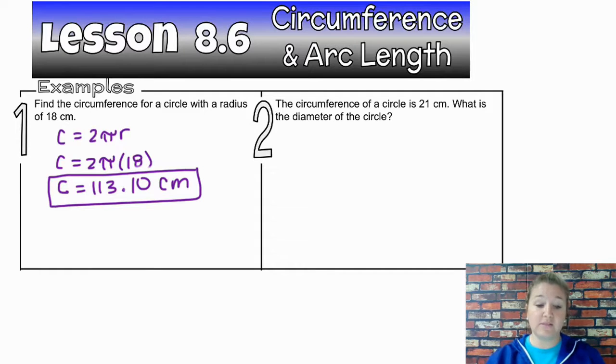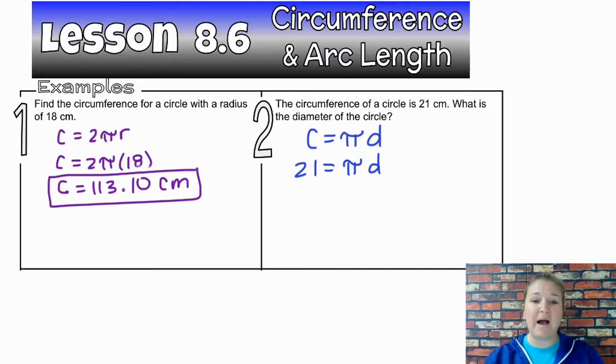All right, now on the second example, it gives us the circumference this time, and we're trying to find the diameter. So on this one, I'm going to use pi times diameter. I'm not going to use the radius formula and then multiply by 2 at the end when I have a formula that has the diameter in it. So the circumference, 21, is equal to pi times the diameter, which we don't know. Remember that pi is a number. I know we don't normally write it that way, but it's still a number.